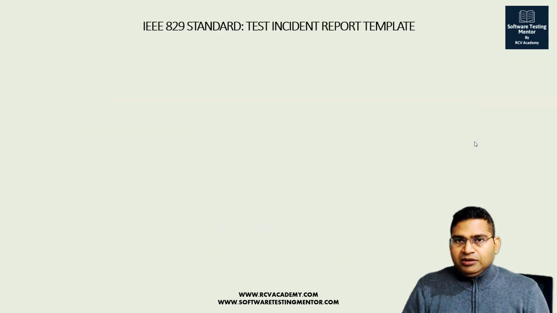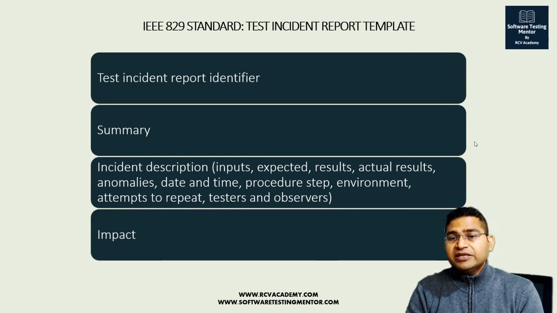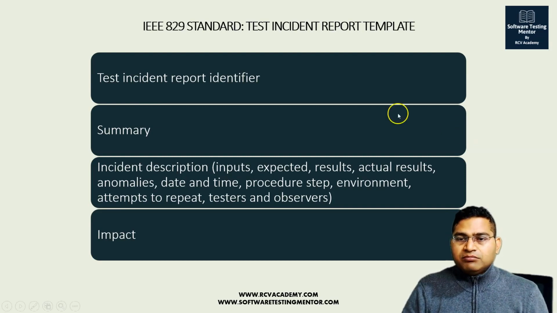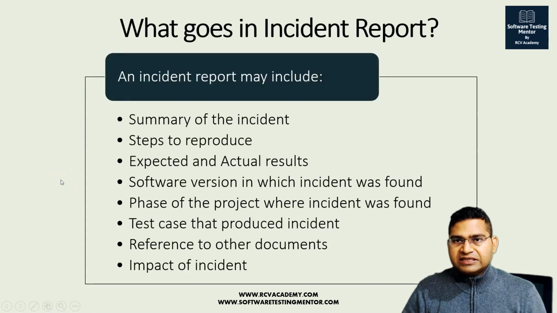All right. Now there is an IEEE 829 standard test incident report template. So test incident report identifier, the summary, then you have the description: inputs, expected results, actual results, any anomalies, date and time, procedure step, environment, attempts to repeat, testers and observers. Basically, in most projects all of these things are tweaked as per the details that we have seen here, so basically expected and actual result.